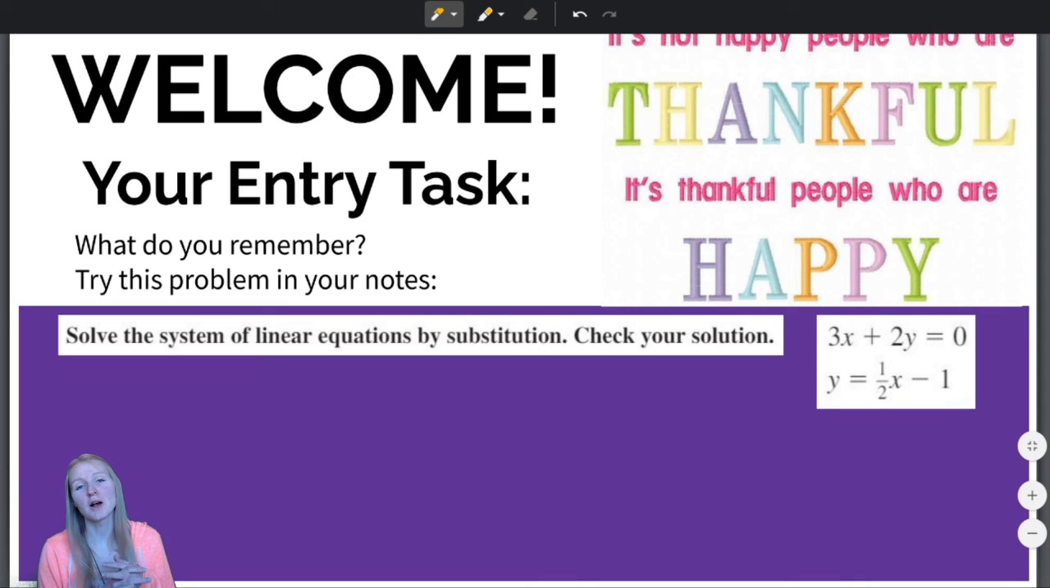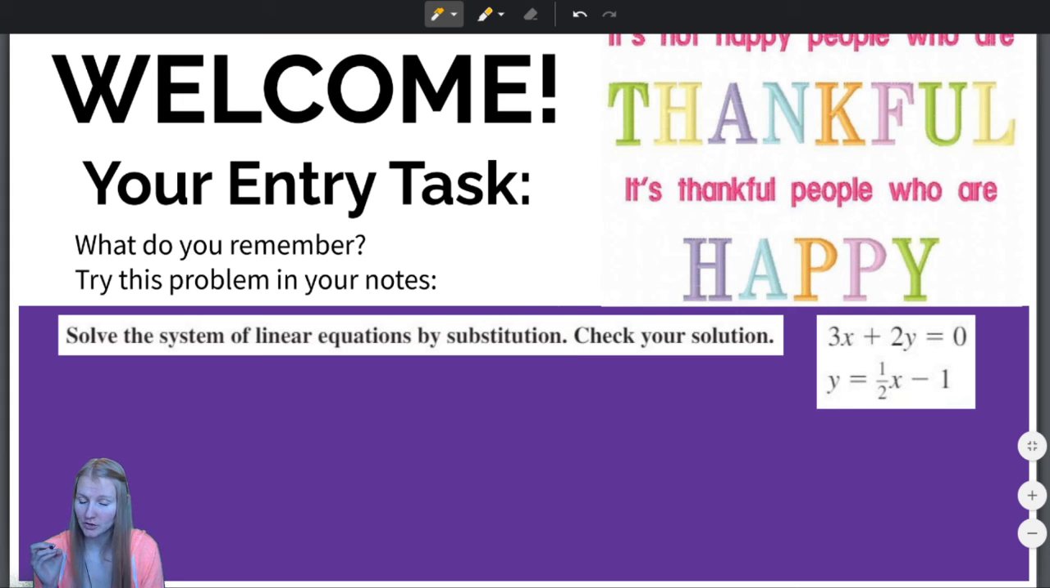You know what to do. Pause the video, try this problem in your notes, and then unpause it to do it with me. Okay, solve the system of linear equations by substitution and check your solution.